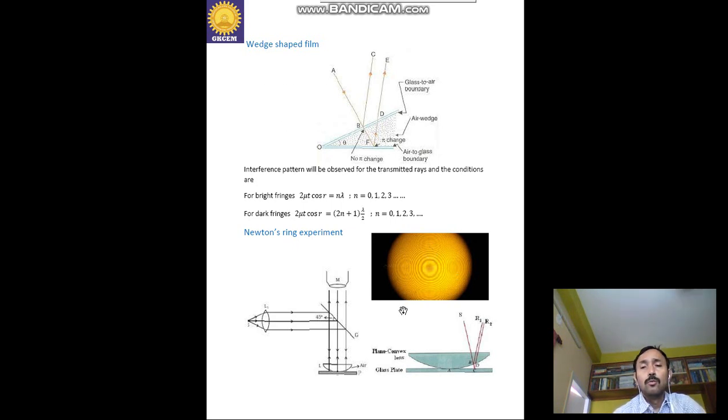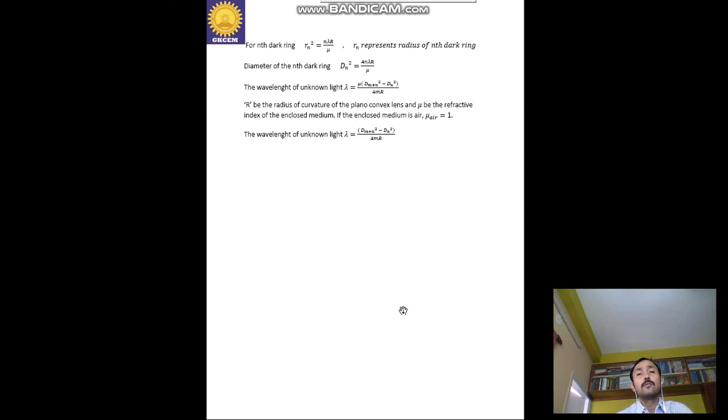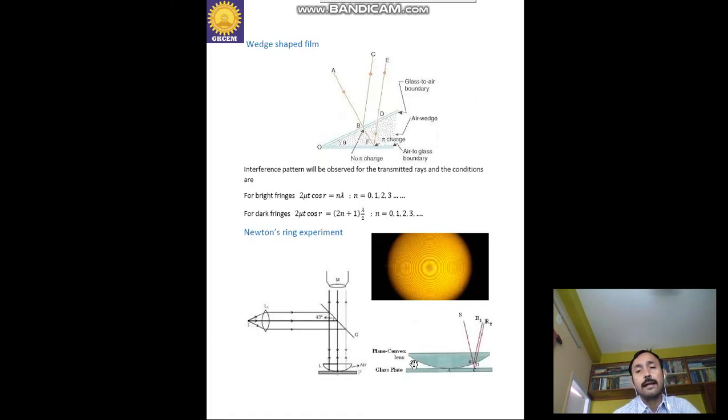Now, for Newton's ring, we will consider the dark ring. For the nth dark ring, we can calculate the radius, which we write as Rn square. Radius square is equal to n lambda R by mu. Mu is the refractive index of the material of the medium that is enclosed. Here the medium is air, that's why mu is equal to 1. This is the place where the medium is enclosed.